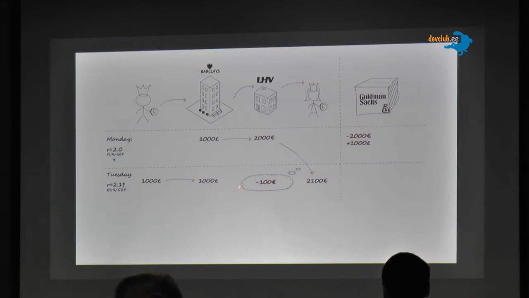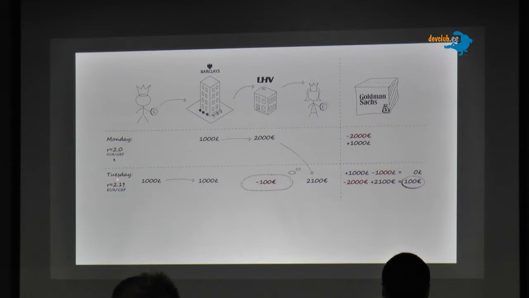So we got a loss here, right? So now, how do we get rid of this loss? We have this hedge set up here, right? So let's go to the Goldman Sachs account and close this hedge position. Now we can go on the market and take our £1,000 that we have on this account and exchange it back to euros.